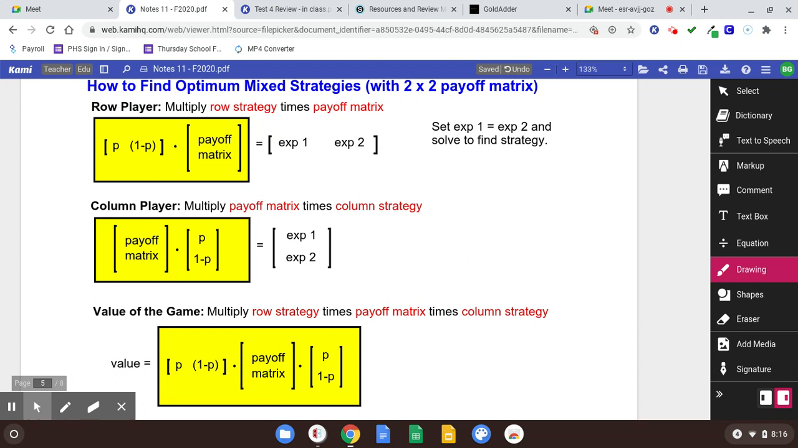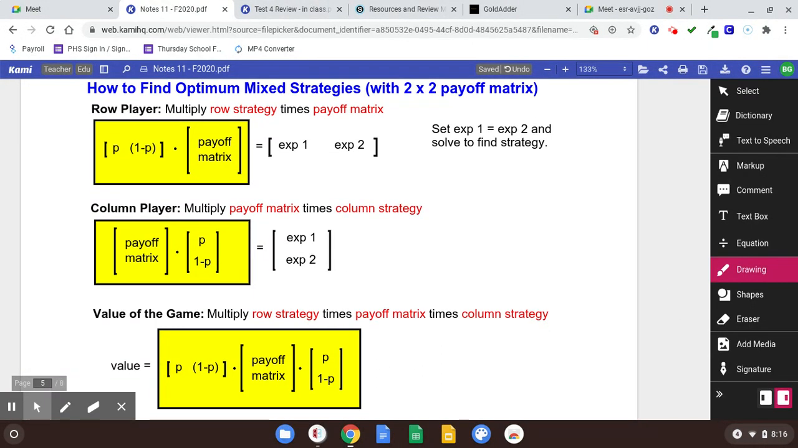Okay, here's kind of the main idea right here. Here's how to do everything. These yellow boxes, this is how to do everything. And I know students get really confused by this, but this is basically it. All right, how to find optimum mixed strategies with a 2x2 payoff matrix. Again, it has to be 2x2. If it's not 2x2, we're going to have to do something else.